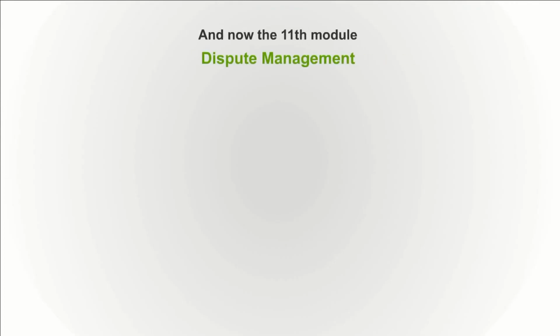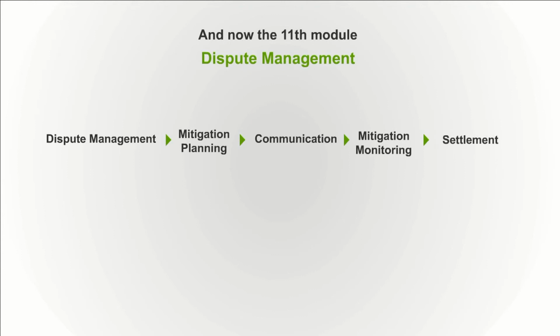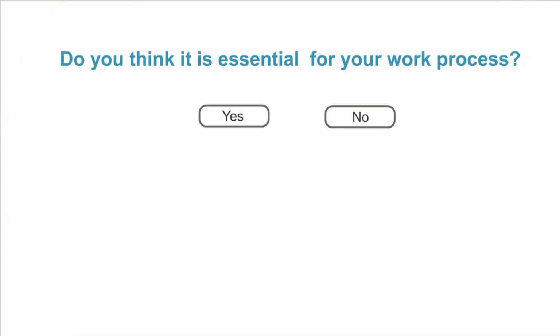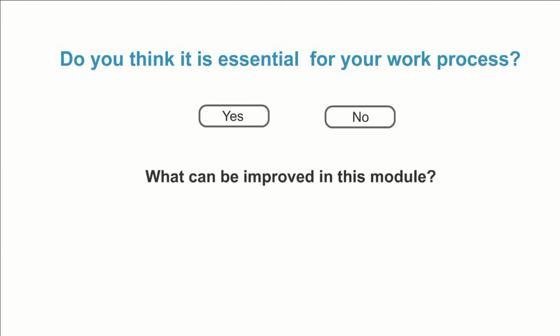Let's move to the 11th module. This is the flowchart of dispute management. You can identify the disputes and record it. You can make plans to mitigate the disputes. Once the disputes are settled, you can record the settlement and generate a report. Do you think it is essential for your work process? What can be improved in this module?